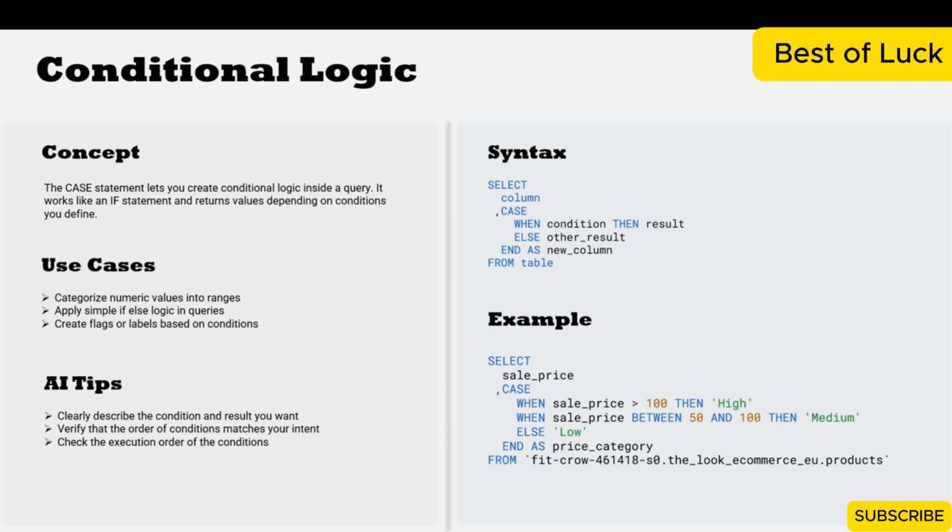A key detail is that SQL executes the conditions in order, and it stops as soon as one condition matches, so if you have overlapping ranges, the first one that matches will take precedence. This is why it is important to put the conditions in the right sequence, otherwise you might get unexpected results.